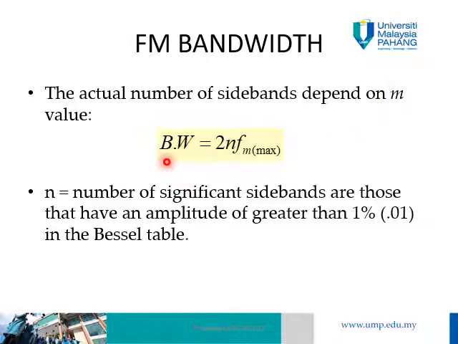So for bandwidth, we can write the equation bandwidth equal to 2n Fm, where n is the number of significant sidebands, those that have an amplitude greater than 1% in the Bessel table. So we can look at the Bessel table to find the number of significant sidebands when we are given the value of modulation index. We have discussed that before. So the bandwidth is equal to 2n Fm.